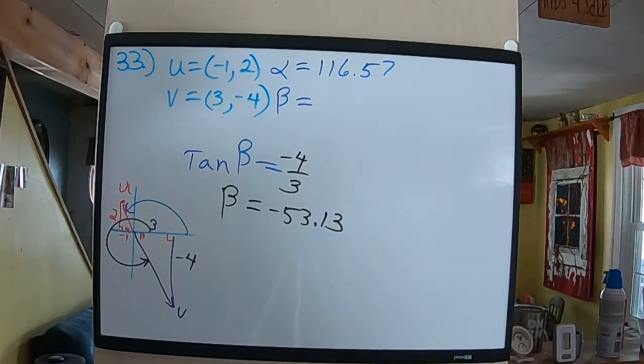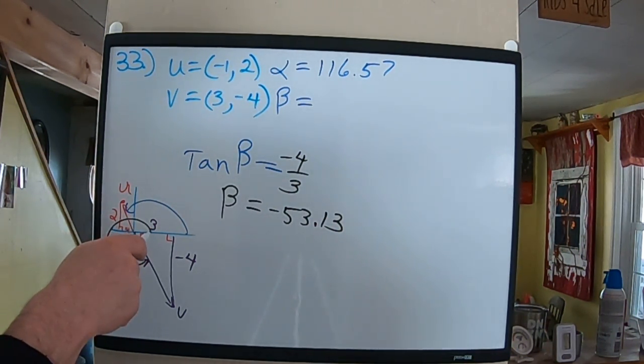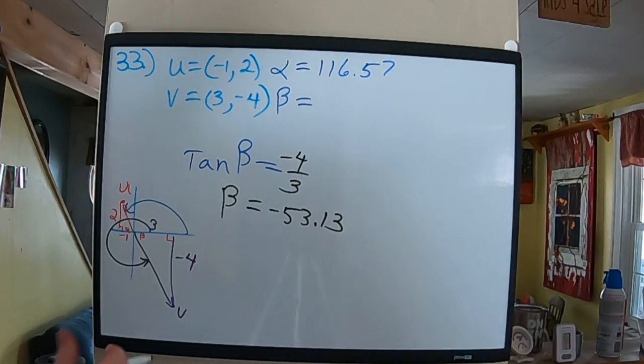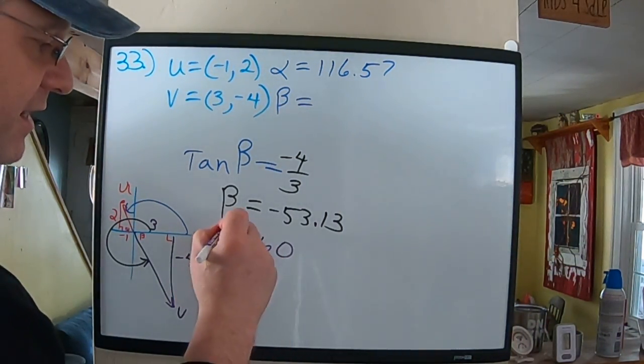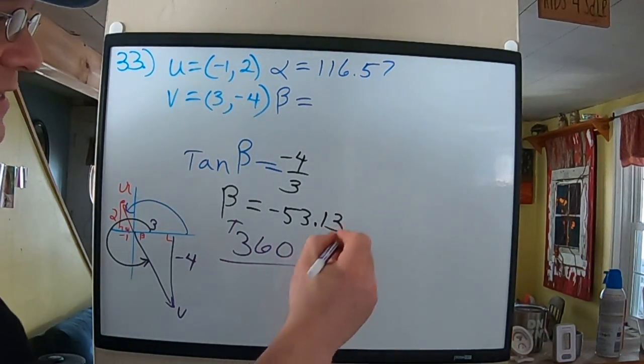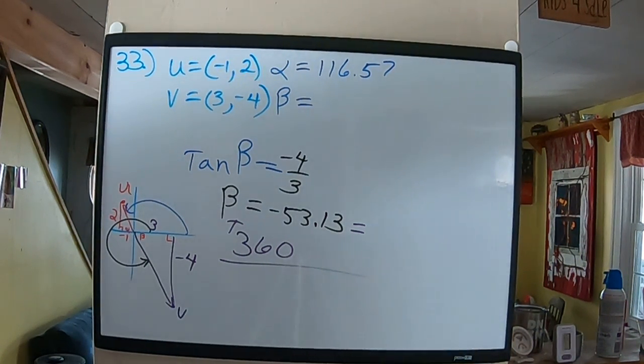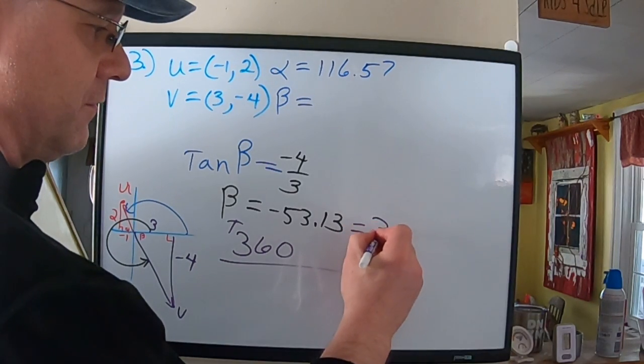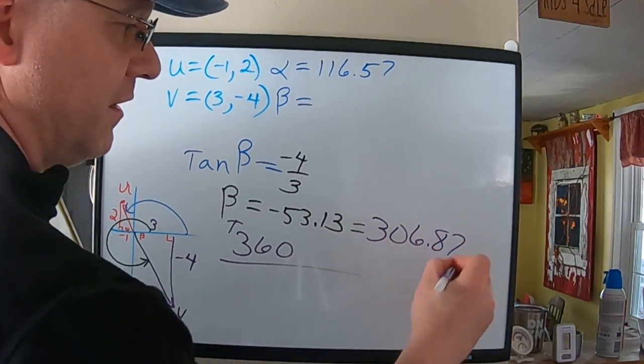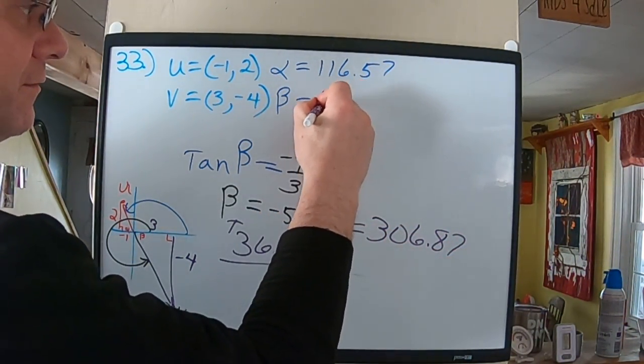However, because we really want this from the positive all the way around, the positive angle, 360 added to that is going to give us the beta that we're looking for. All right, and that's going to give us 306.87. And that is the actual beta.